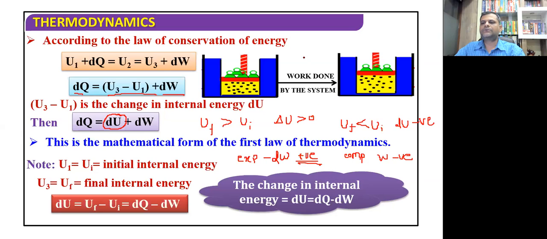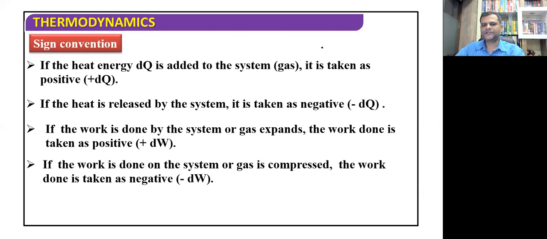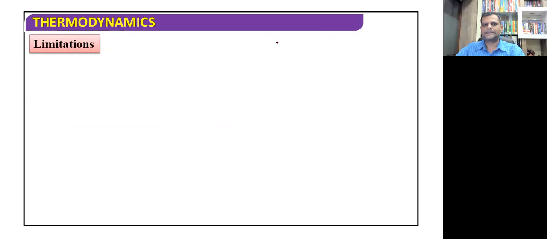And dq के लिए साइन कन्वेंशन इजी है, if the amount of heat is added to the system then it will be positive, and if suppose the amount of heat is extracted from the system then it will be negative. Okay, dq will be positive if the heat is given to the system, to the gas in this case, and it will be negative if the heat is extracted from the gas. That is what we have discussed just now.